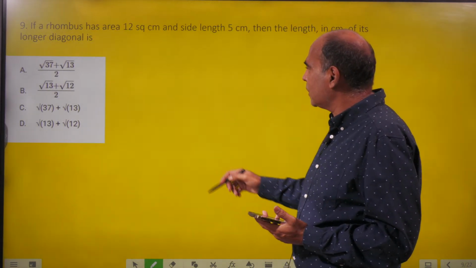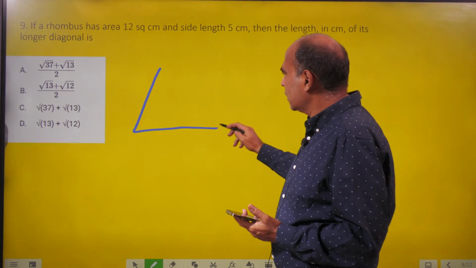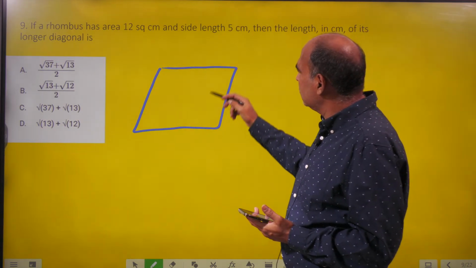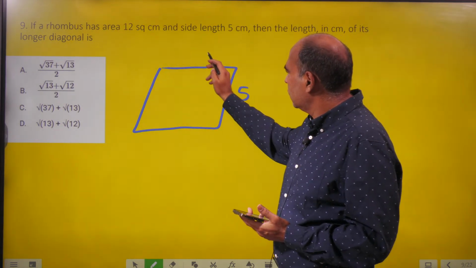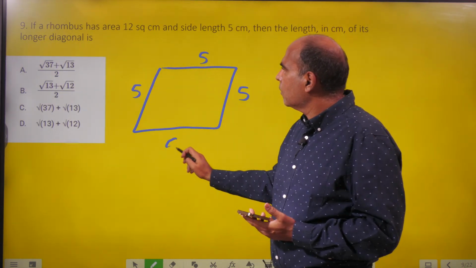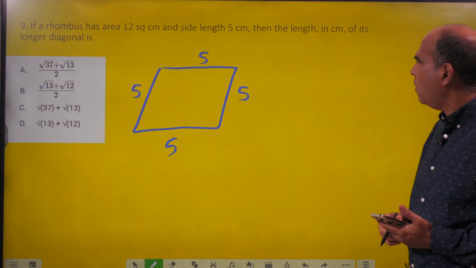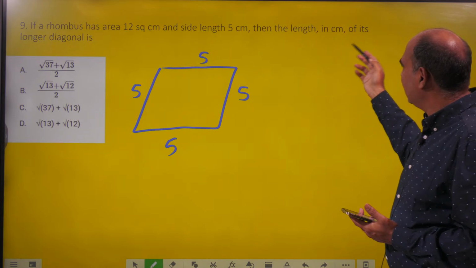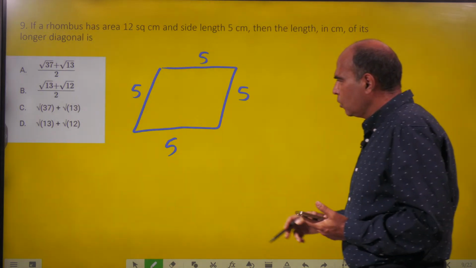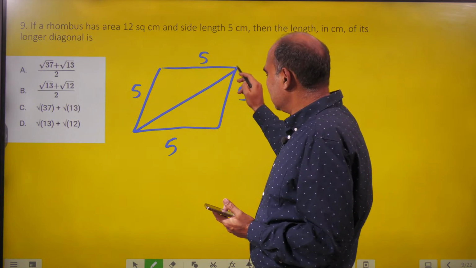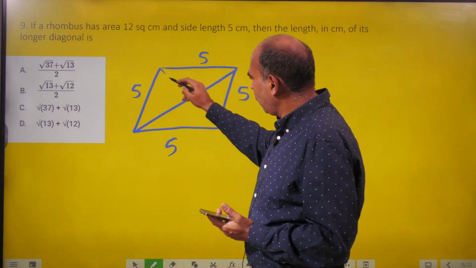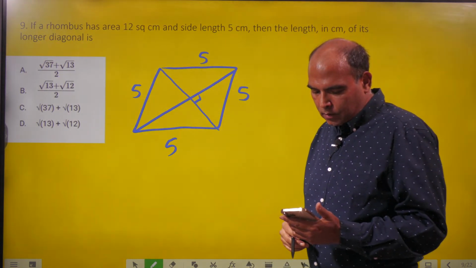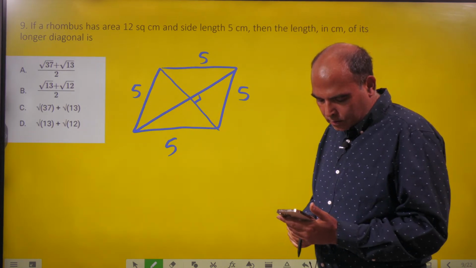A rhombus has an area of 12 square centimeters. A rhombus is a quadrilateral with all sides equal, and the side length is 5. So this is the rhombus, and the area is 12. The question is the length in centimeters of its longer diagonal. For a rhombus, we know that the diagonals intersect at right angles.